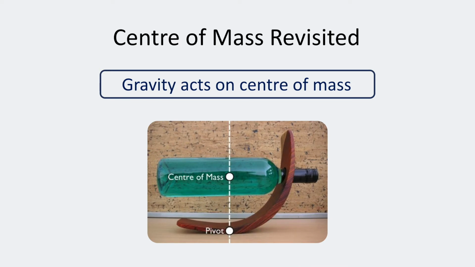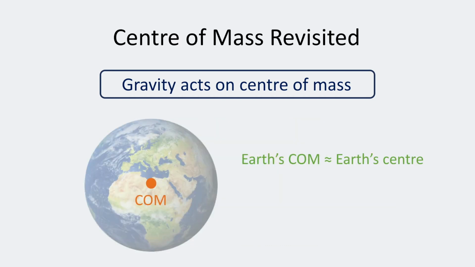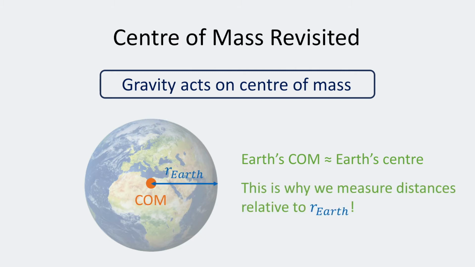It's according to these principles that one of the following setups that you might have seen works. The center of mass is actually on the white dot indicated on the bottle. And since force due to gravity acts on that dot straight downwards, that's where it will balance on the pivot. Earth's center of mass is extremely close to Earth's geographical center. And it is for this reason that we always measure distances where gravity acts relative to the radius of the Earth, because they are so close that they're essentially equivalent.